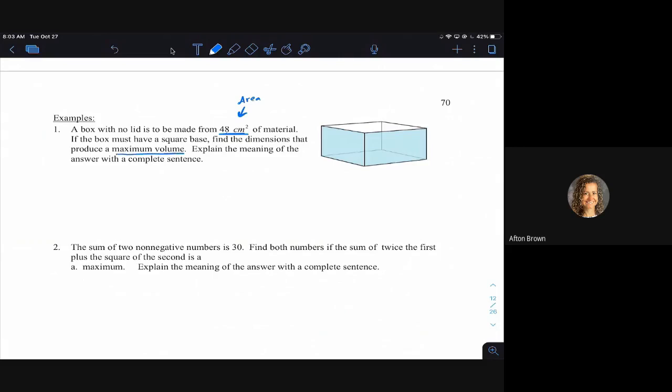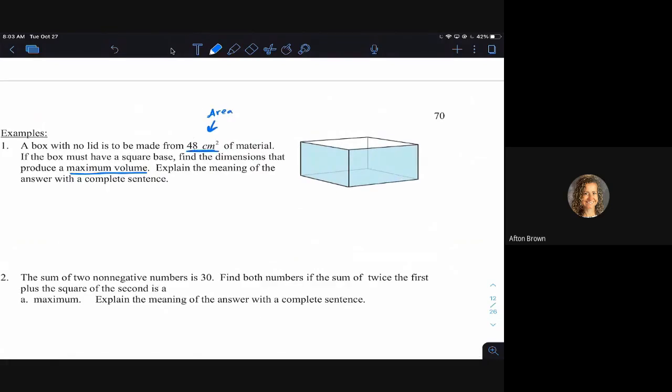Okay, and then it's telling us what they want us to maximize. They want us to maximize the volume. Explain the meaning of your answer in the context of the problem. Okay, so they've drawn a box for us. They said it has to have a square base. I'm just going to choose then to call each of those sides of the base x. If both of those are x, they didn't tell us height.